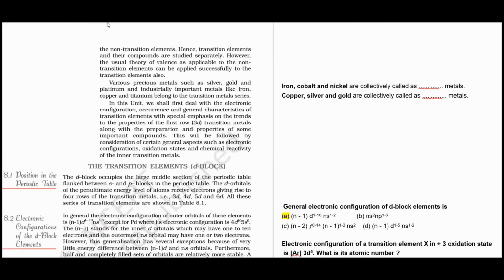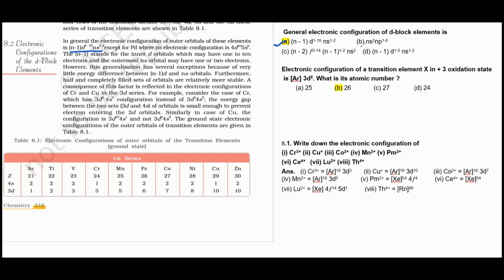The next question we have: iron, cobalt, and nickel are collectively called ferrous metals. And copper, silver, gold are collectively called coinage metals. So this is a question that can be asked from these paragraphs. Then the general electronic configuration of d block elements can be asked, and the electronic configuration of a transition element X in the +3 oxidation state is given to you. What is its atomic number?